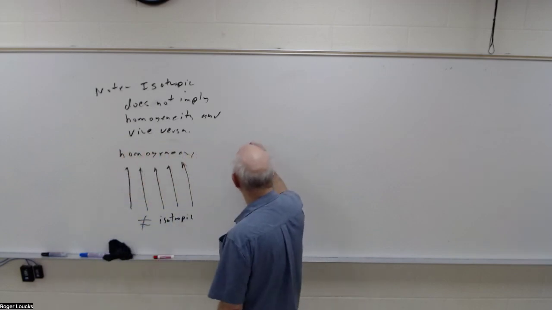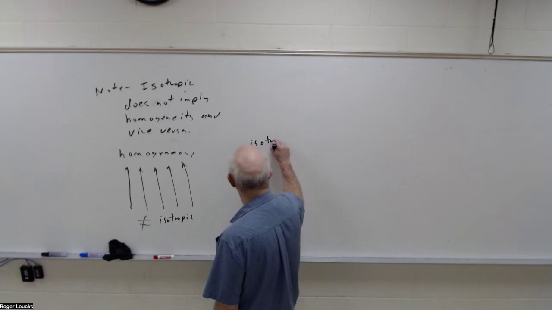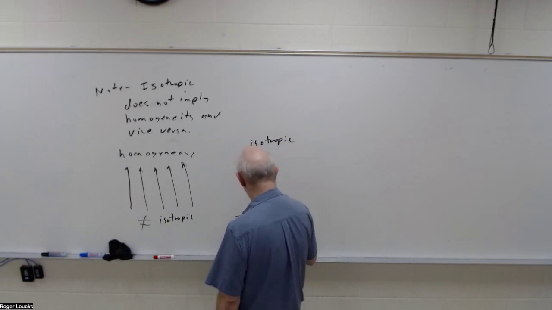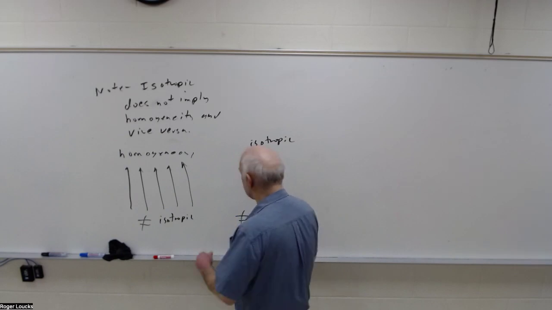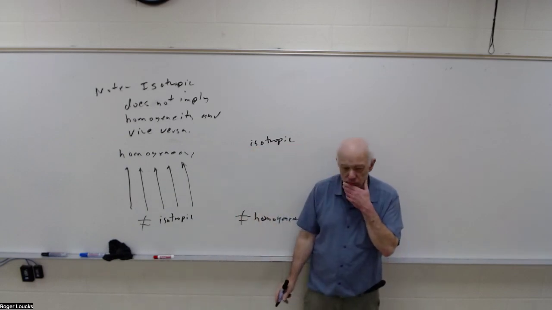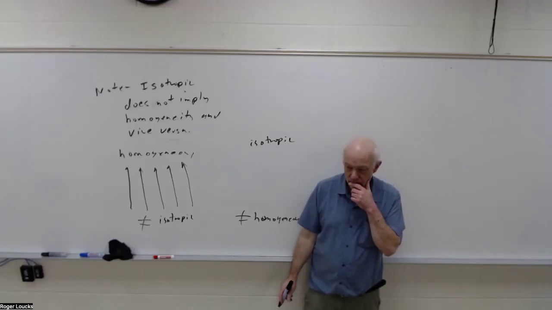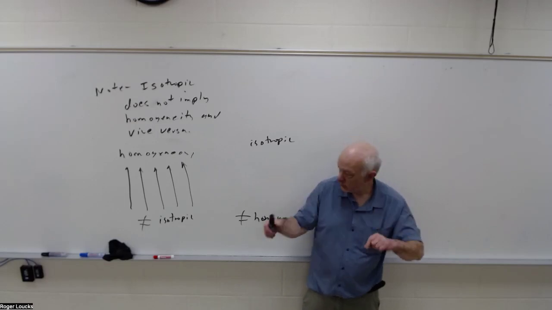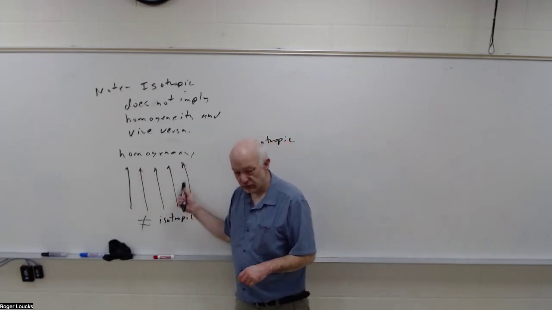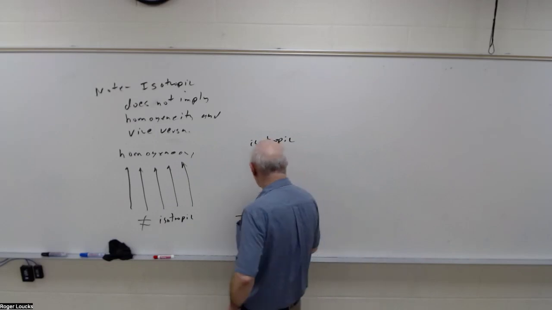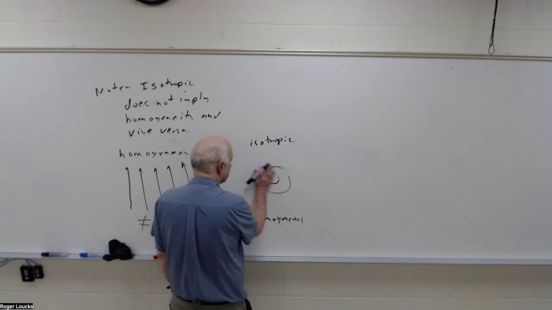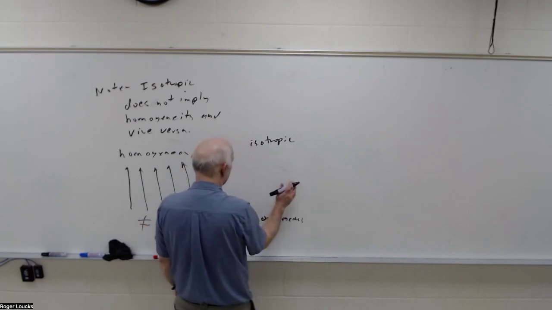Then you can have something that's isotropic, but it's not going to be homogeneous. Again, what does it mean to be homogeneous? It looks the same no matter where you're at, it's always the same. So I could imagine a density profile like this. Or actually, you can just take something like this, where actually.